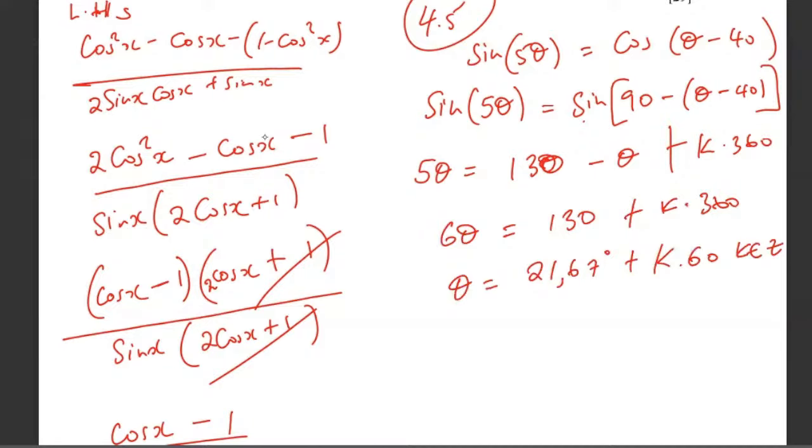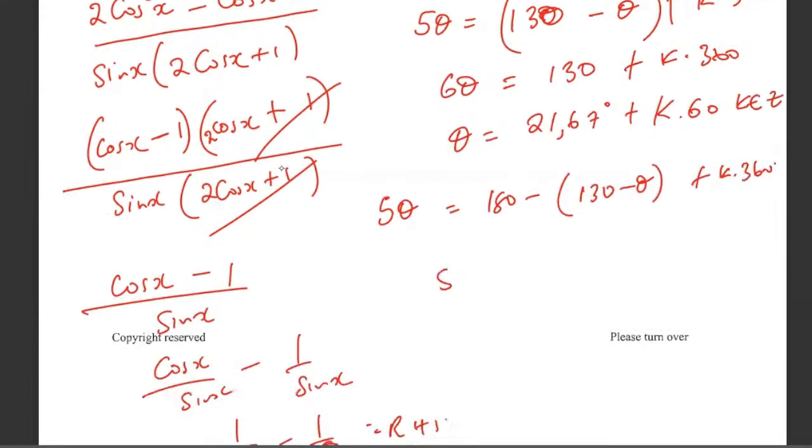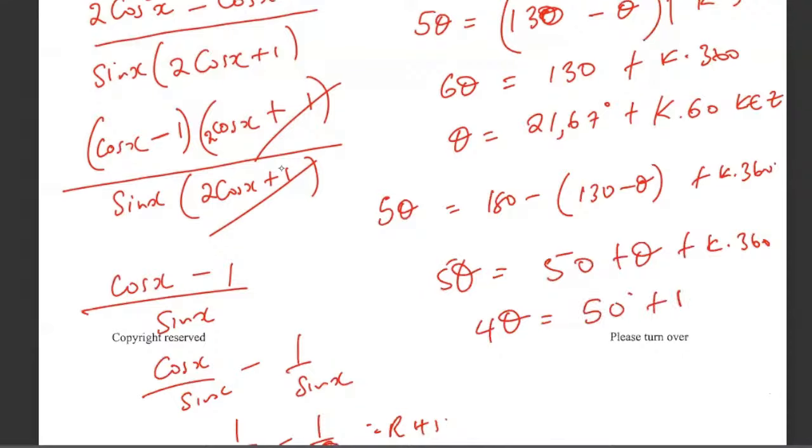Then in the other quadrant, I would look at 5 theta is equal to 180 minus the simplified version of 130 minus theta, plus k times 360. That's in the second quadrant. Then my 5 theta is equal to 50 plus theta. Move it that side, we have 4 theta equals 50 plus k times 360. Divide through by 4, so 50 divided by 4, I'll get 12.5 degrees plus k times 90, k an element of integers.